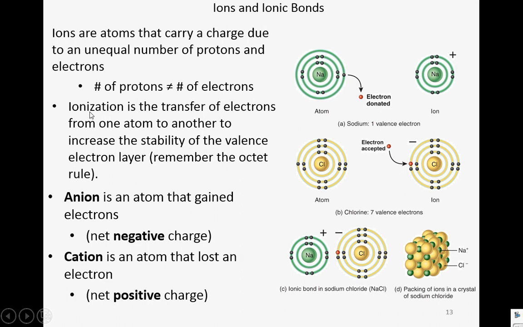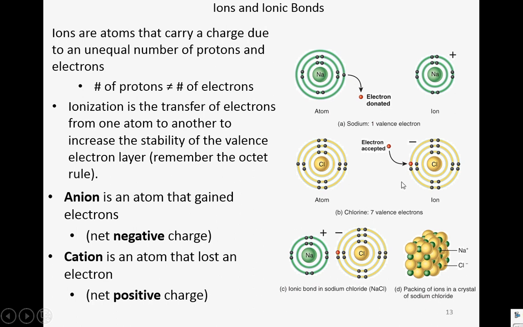Ionization is the transfer of electrons from one atom to another to increase the stability of the valence electron layer. Remember the octet rule, trying to satisfy the 8 in the outer ring. Like we see here with sodium and chlorine. We said sodium had that 1 electron in the outer ring. We don't want it, so we get rid of it. Guess who's happily going to accept it? Chlorine, because chlorine had 7.